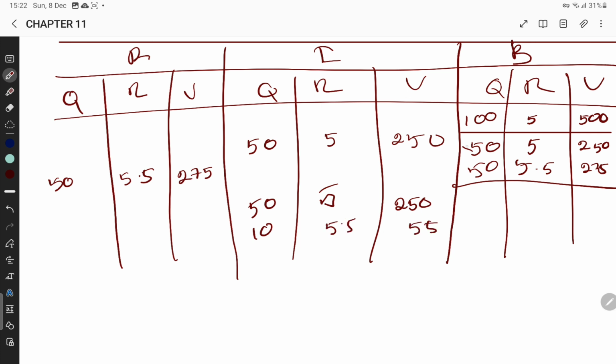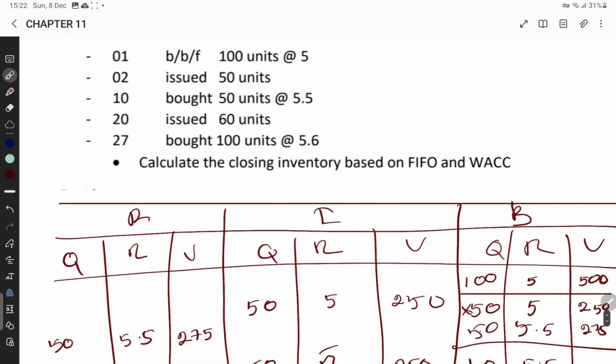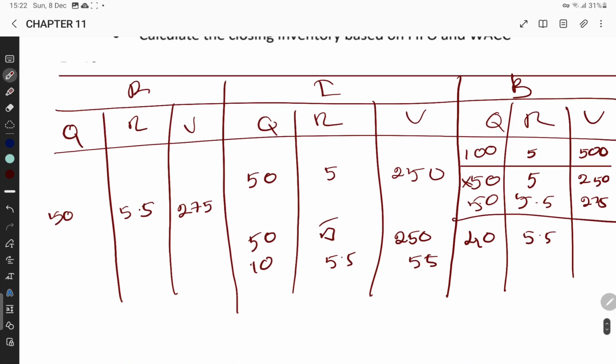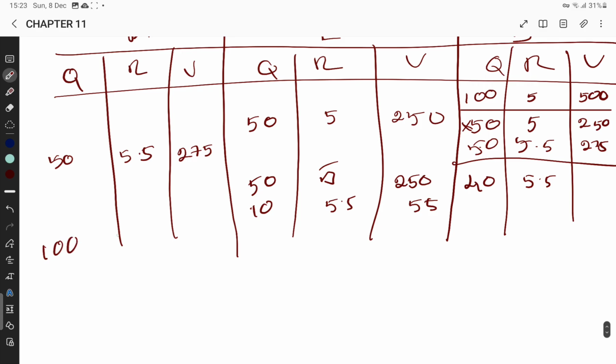55. So, this unit is gone. Out of 50, I have issued 10. So, only 40 units at the rate of 5.5 is remaining. Then we have bought 100 units at the rate of 5.6, 100, 5.6, 560. Copy paste this in the third column.